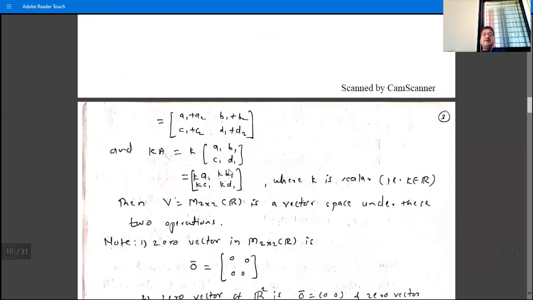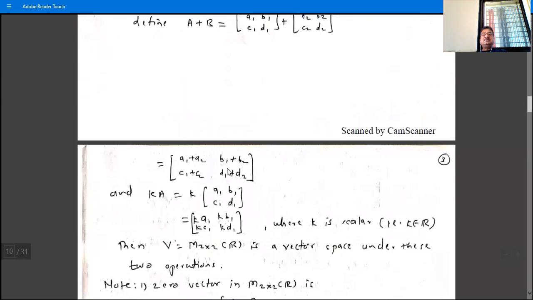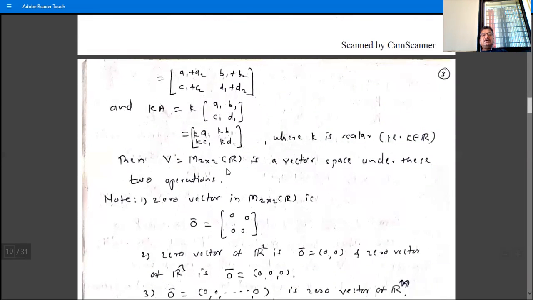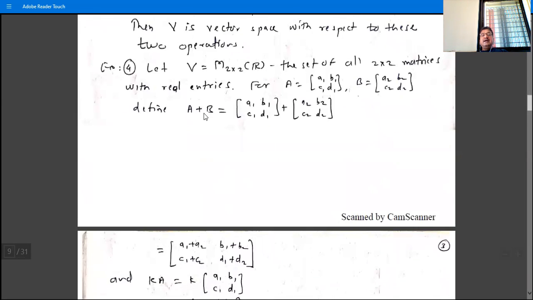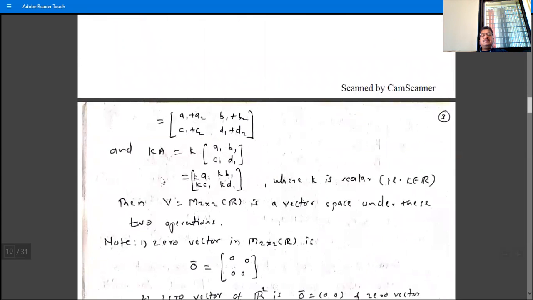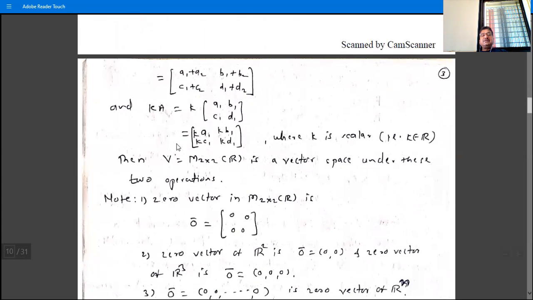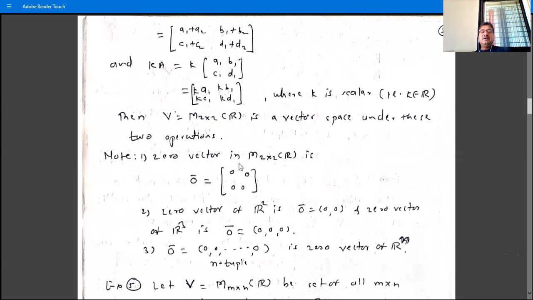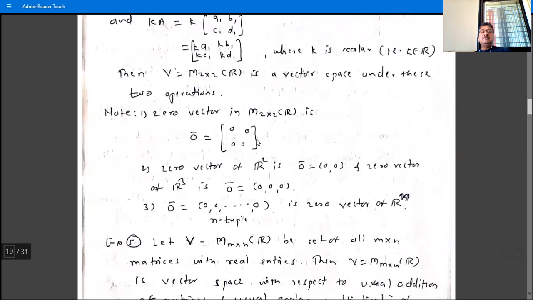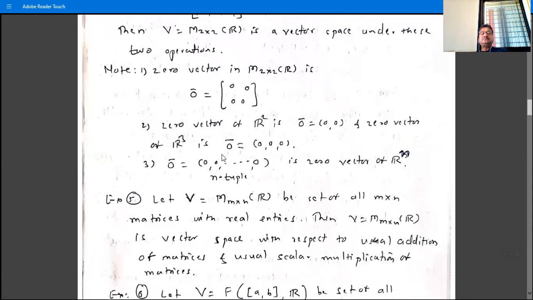As far as the exam is concerned, the proof of this example is not important. Just remember how we define the addition and how we define the scalar multiplication. The usual addition of two matrices and the usual scalar multiplication are the operations. So this set M2 by 2 R is a vector space. So what is the zero of this vector space? It is the zero matrix of order 2 by 2, [0 0; 0 0]. The zero matrix is the zero of this M2 by 2 R.